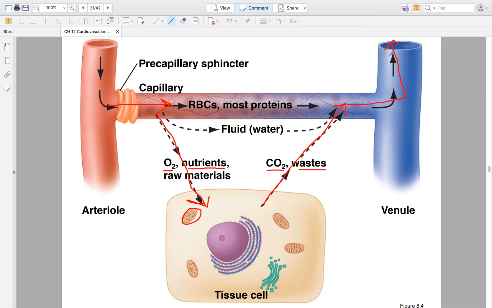Okay, so ultimately, arteries carry oxygenated blood, meaning that they have a high level of oxygen. They come from the heart, and they connect to capillaries. Capillaries exchange oxygen, nutrients, raw materials for CO2 and waste, and that enters the venous system or the veins. And see how the color is changing from red to purple to blue.